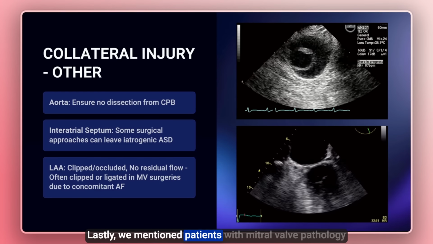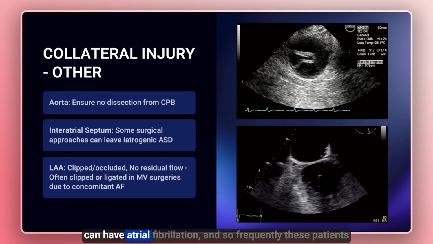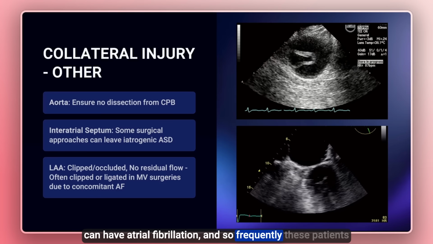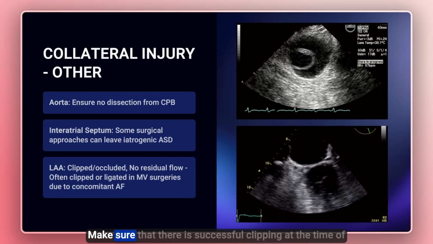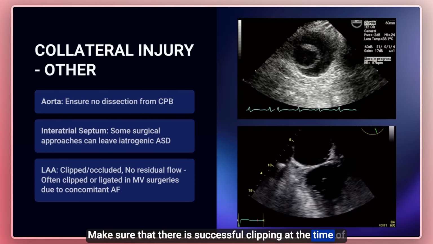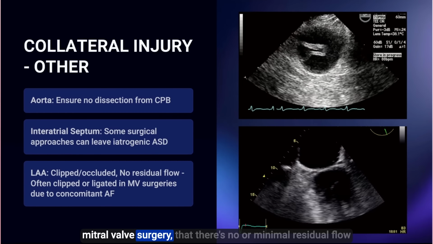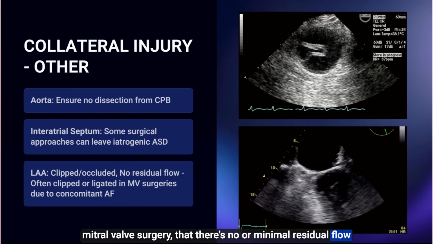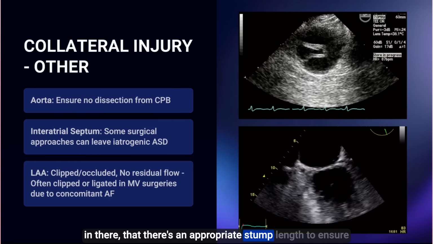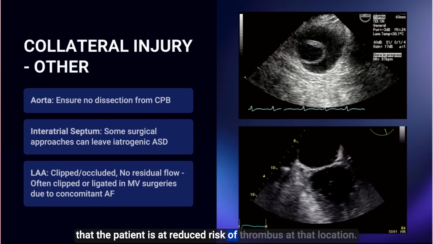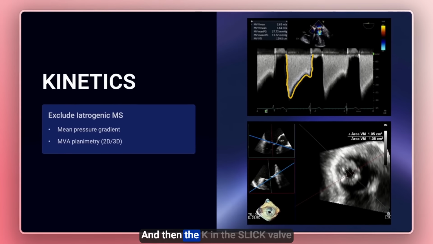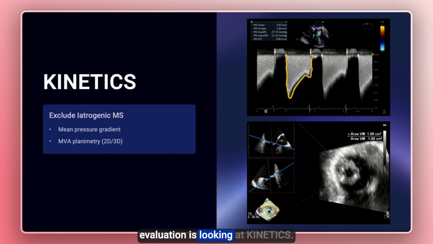Lastly, we mentioned patients with mitral valve pathology can have atrial fibrillation, and so frequently these patients will have left atrial appendage clips or occlusions. Make sure that there is successful clipping at the time of mitral valve surgery, that there's no or minimal residual flow in there, that there's an appropriate stump length to ensure that the patient is at reduced risk of thrombus at that location.